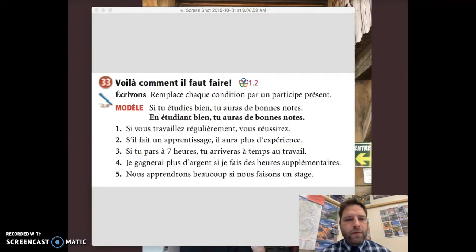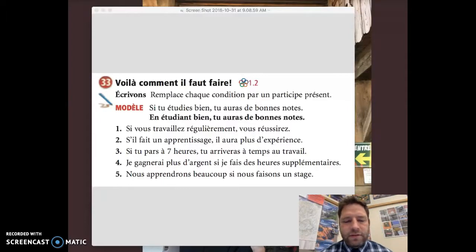Here in the text, they give you the opportunity to practice it a bit and change your sentences up. And the heading is: voilà, comment il faut faire. So how do we have to do it? Remplace chaque condition par un participe présent. Exemple, modèle: si tu étudies bien, tu auras de bonnes notes.